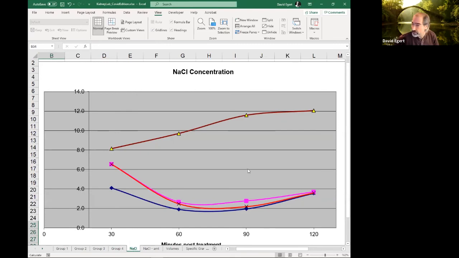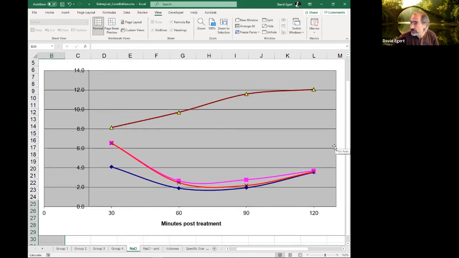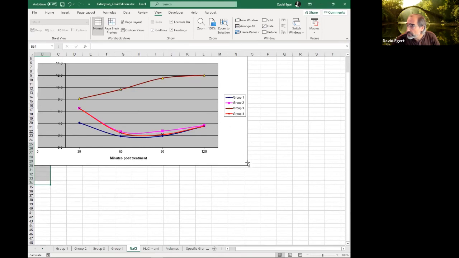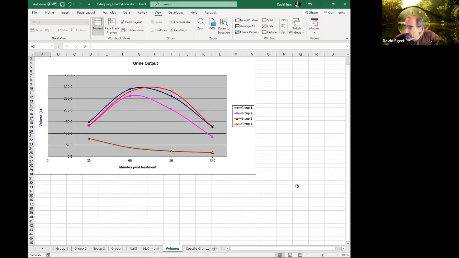We get something like this. Oh, and hold on. Yes, and it's volumes. So here we see definitely group 3. If you look at the volume over time, group 3 is just obviously way less volume. Groups 1, 2, and 4 all had 800 mils of water they took in, and all had appreciable amounts of pee that they were peeing out, which is kind of what you'd expect.